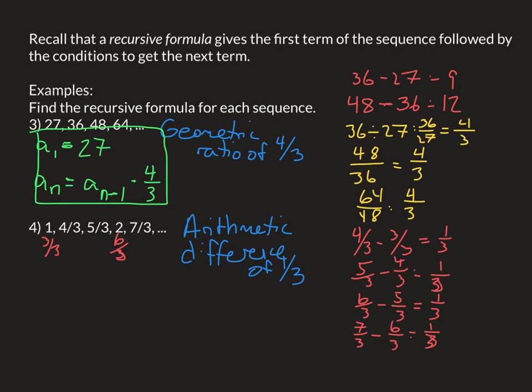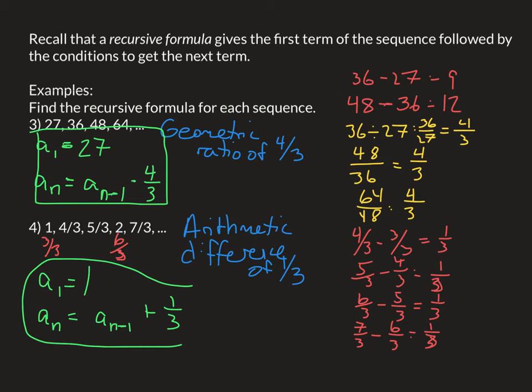So to do our recursive formula, we first list the first term, which is 1. A sub 1 is 1. And then we find the nth term by taking the previous term, a sub n minus 1, and then we're just adding 1/3 to it, because that's my common difference. And that's how we write our recursive formula for that one.